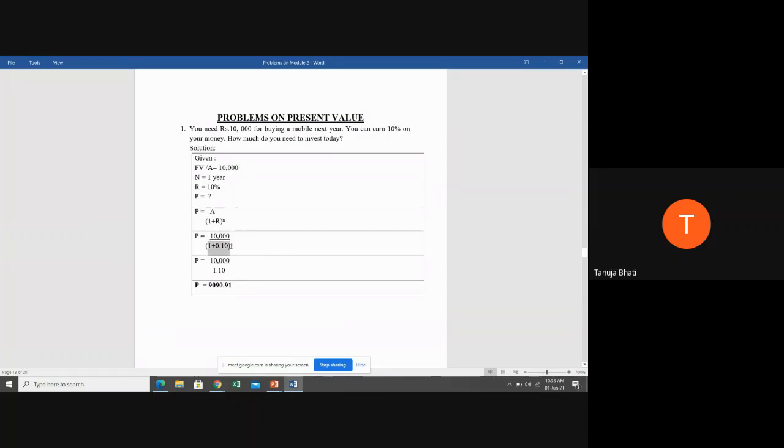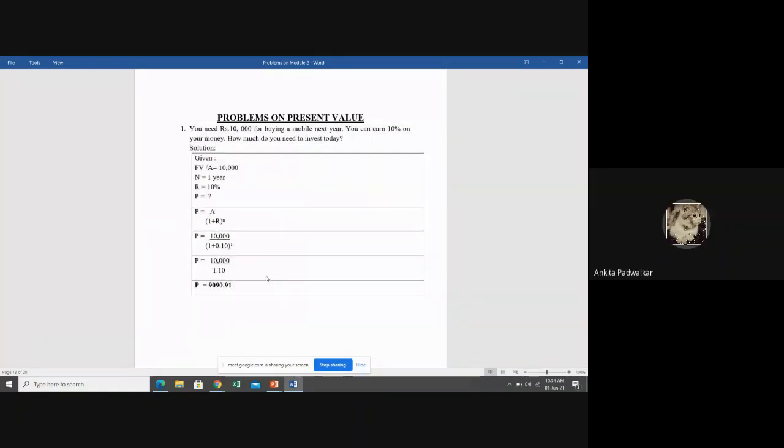1 plus R. R is 10%. So 10% is nothing but 0.10, raised to 1. Why have we raised to 1? Because it is only for 1 year. So 10,000 divided by 1.10 raised to 1. So this is obviously 1.10. So the answer is 9090.91. So did everyone understand problem number 1? Yes, students?